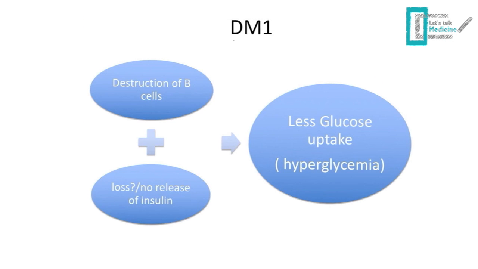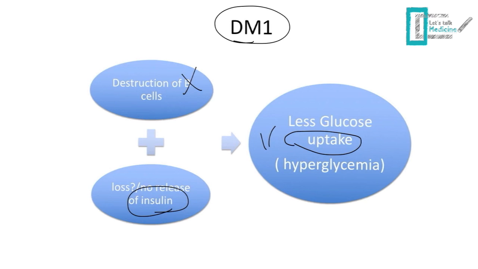To sum up with type 1 diabetes, there is destruction of beta cells in the pancreas, and there is loss or no release of insulin. This will lead to less glucose uptake and an increased level of glucose, which is called hyperglycemia.